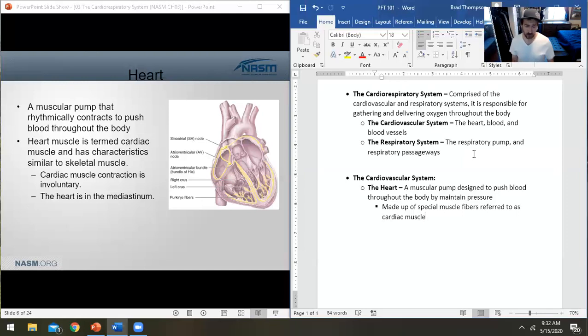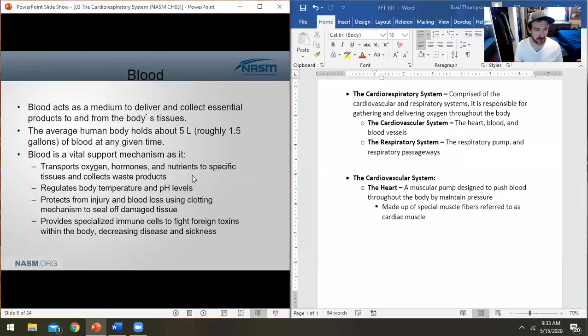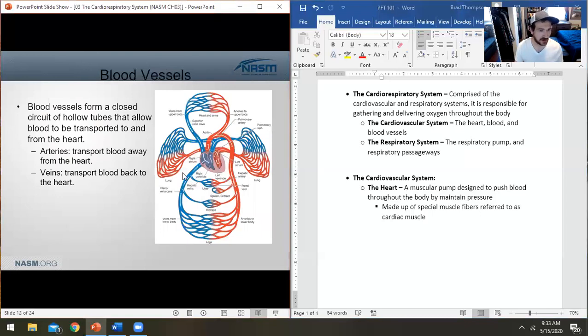So we have a special thing in the heart here, right? We have this specialized little node.